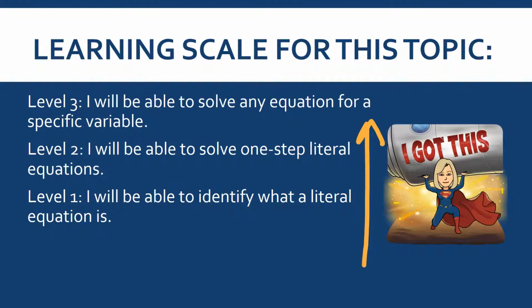So level 1 says I will be able to identify what a literal equation is. Level 2, I will be able to solve one step, so you can do one-step literal equations. And level 3 says I will be able to solve any equation for a specific variable. So we'll look at all 3 different types of levels in these questions provided tonight.